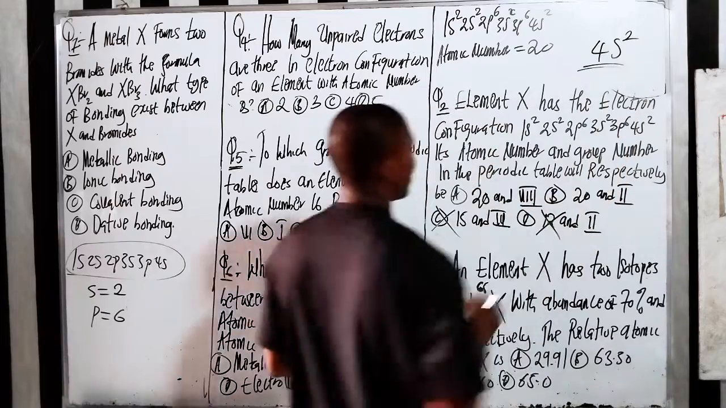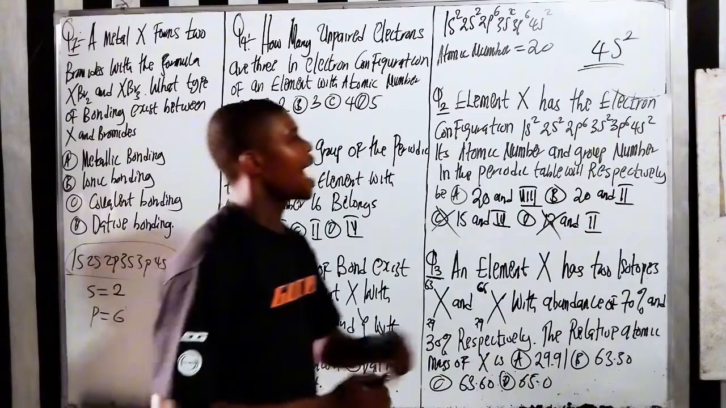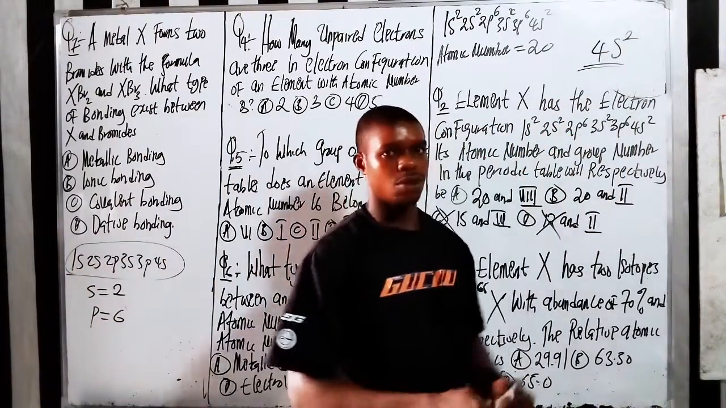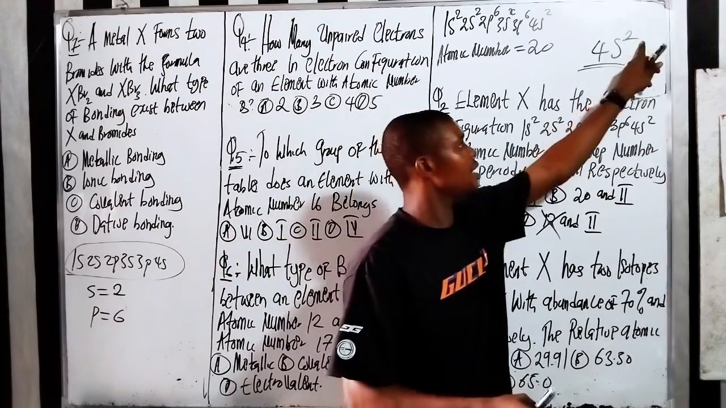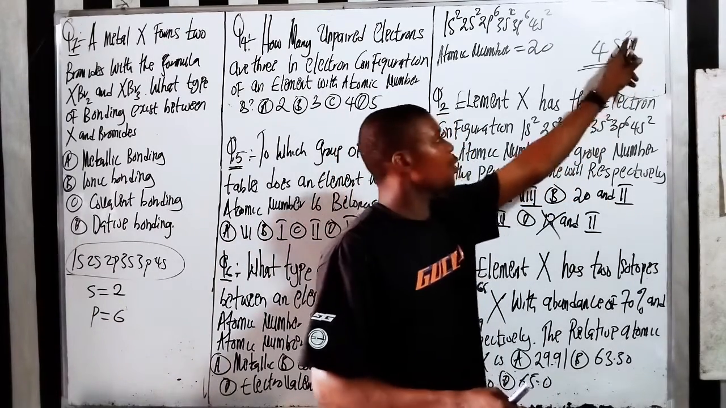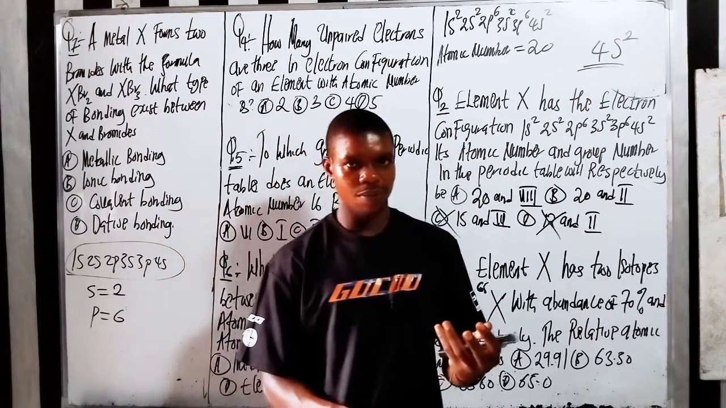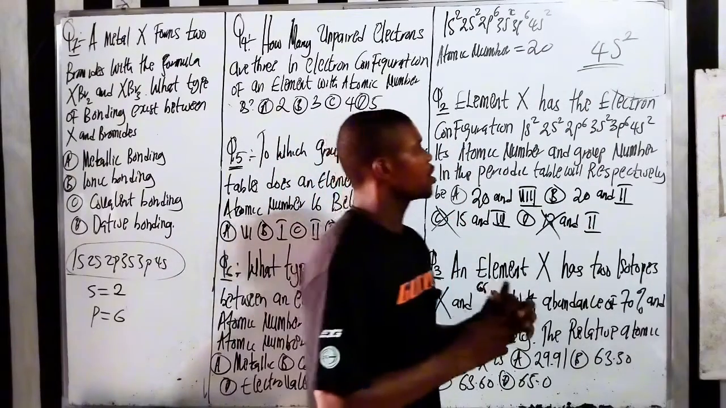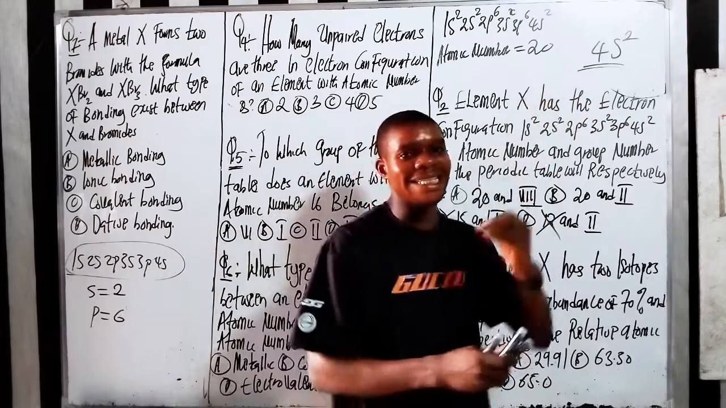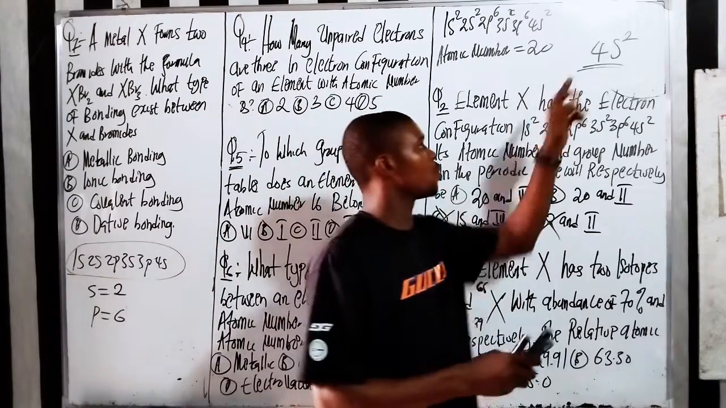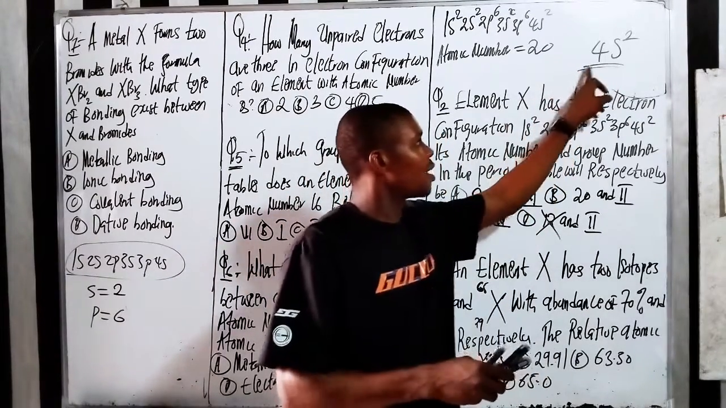4s2. Right there, 4s2. Now, how many electrons do you have here in the 4s? 2 electrons. Because here we have 2 electrons, my group number is going to be 2. Do you understand? Now, because here we have 4s, the highest energy level is what? The highest energy level is 4. So we now have 4s2.